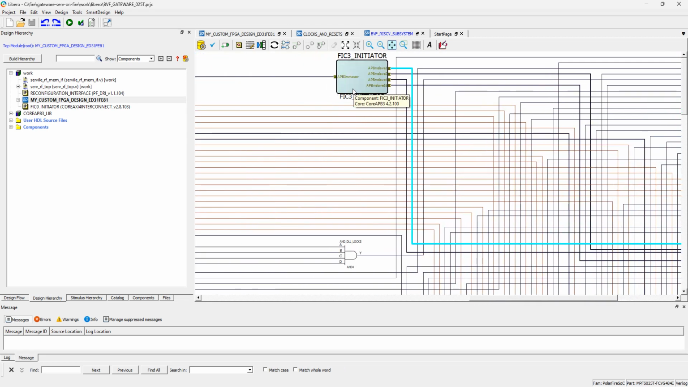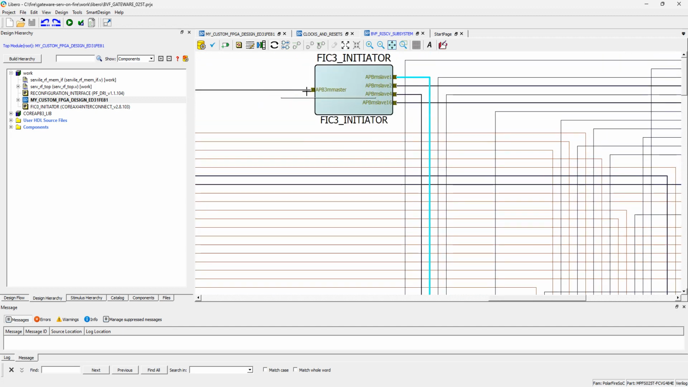this initiator. You can see hanging off of it, there's one APB bus going into it, and 4 are going out of it, of which we have them numbered 1, 2, 4, and 16. Remember that. On one, and the one is the one we're interested in. So double click on this guy, the FIC initiator.